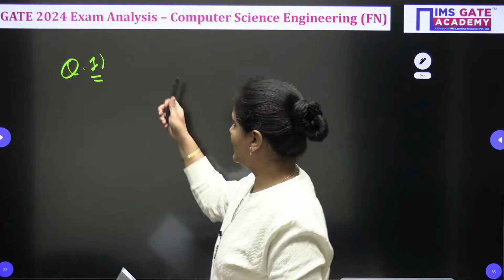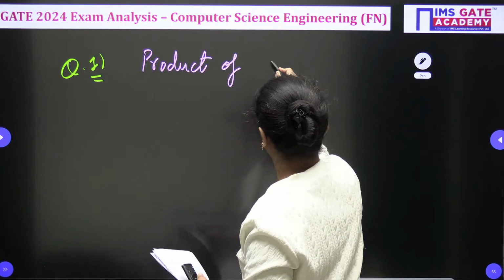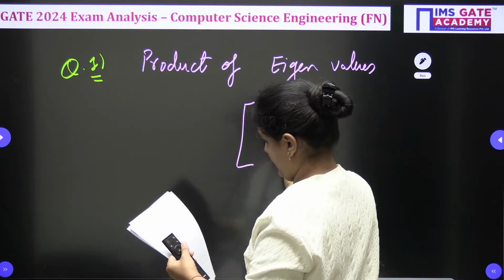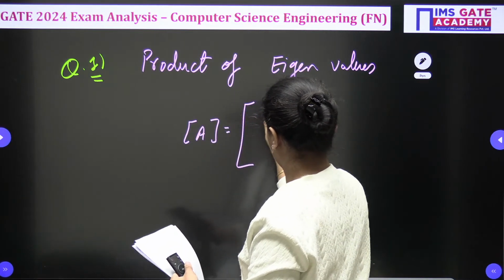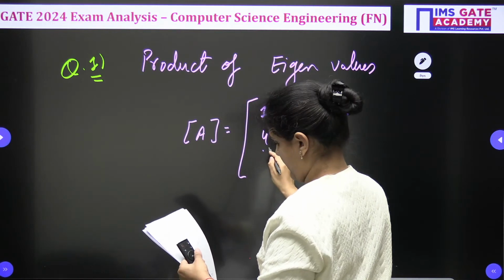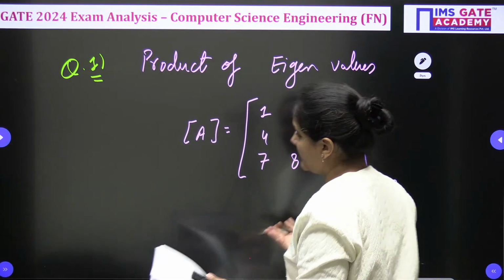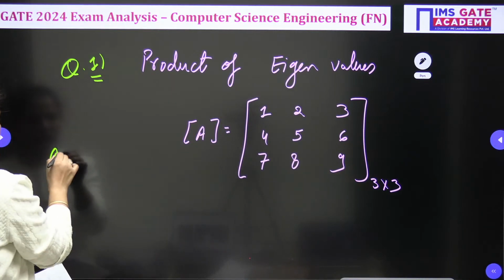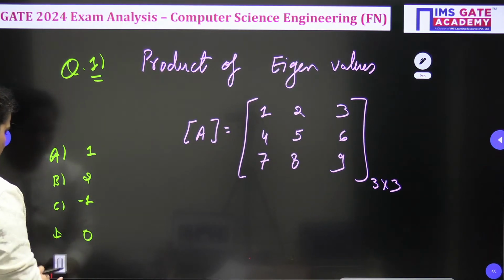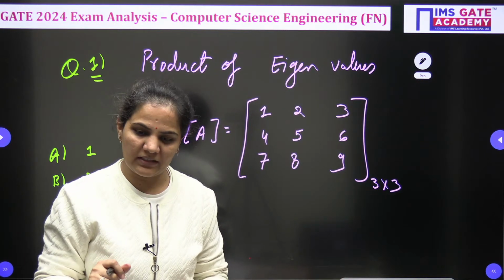So let's start with one very simple question on the product of eigenvalues. The question is about the product of eigenvalues for the given matrix A, that is 1 2 3, 4 5 6, and 7 8 9. We can approach this question with multiple methods, and we have options also: 1, 2, -1 and 0. I will tell you 3 or 4 methods that we can understand very easily.